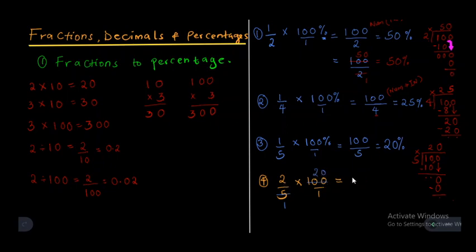So we are going to multiply them out. So 2 times 20, and then over what is in the numerator, 1 times 1, which is just written as 1 times 1. So 2 times 20 is 40. 1 times 1 is just 1. So when you simplify that, you will get your answer as 40%.